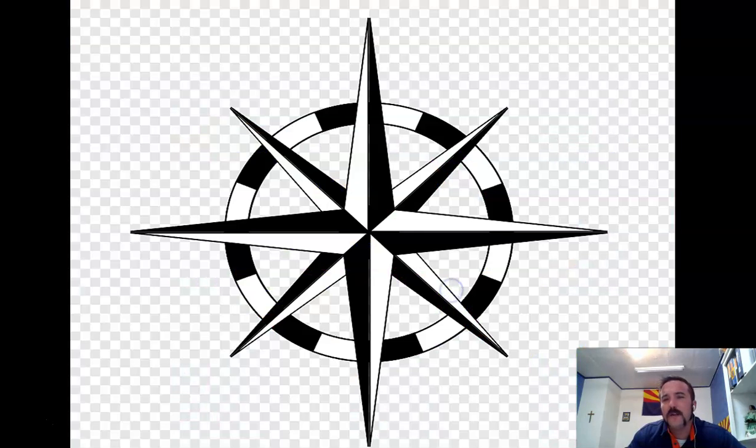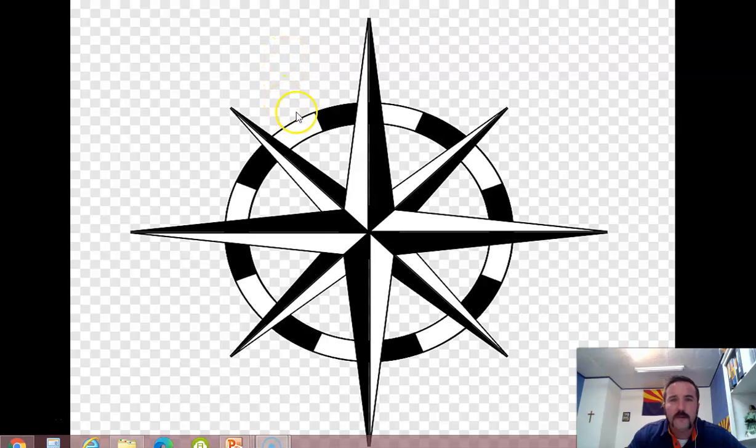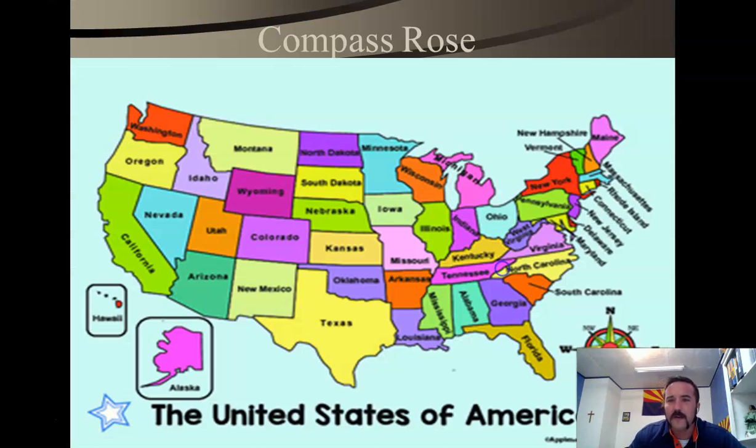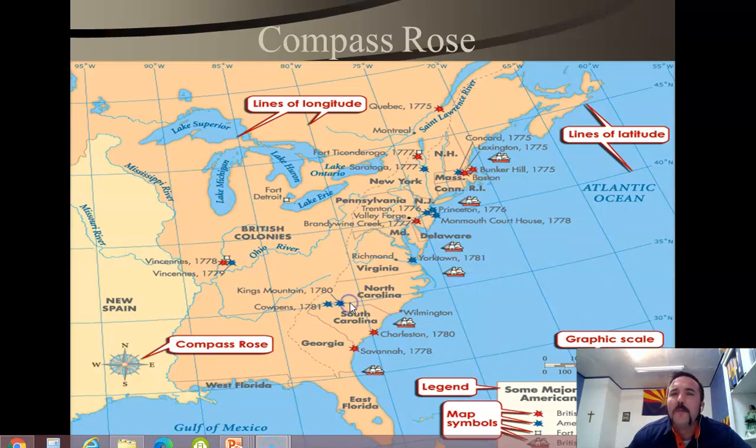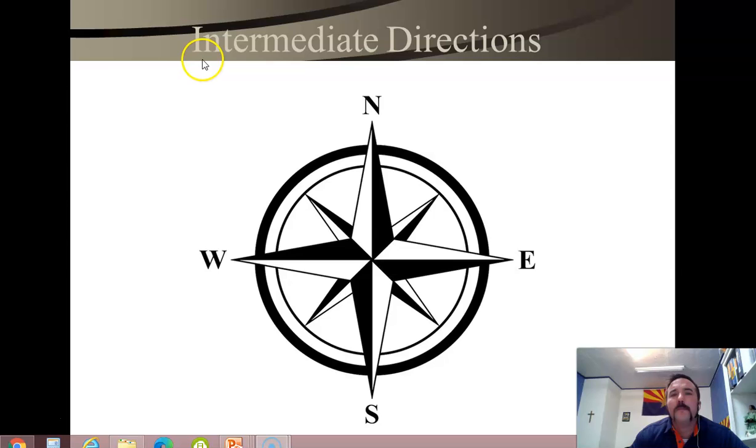If you're wondering why they have these little things in the middle here, it's because you can barely see it here, but you can imagine that this way is northwest, this way is southwest, and so on and so forth. And that's what we're going to focus on. Again, here's the compass rose, so you understand which way is north. But the second thing we want to focus on today is something that's called intermediate directions.